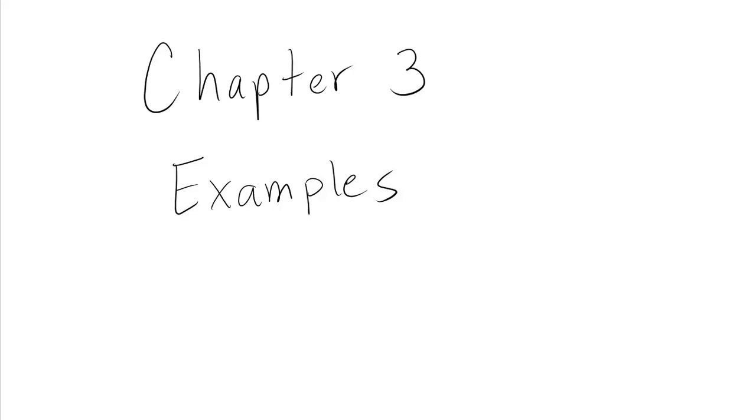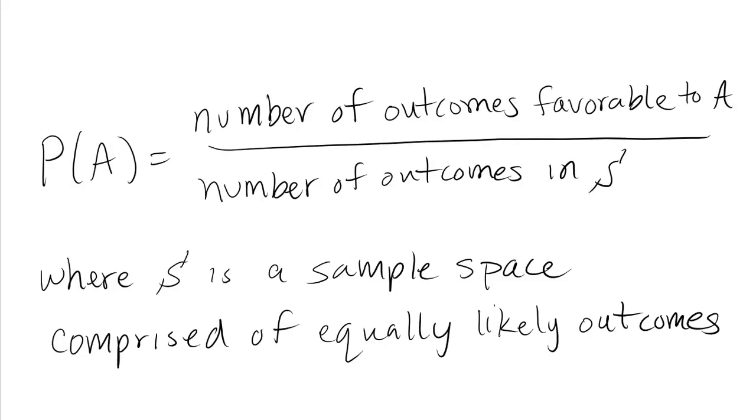Let's start with a quick review of the classical approach to probability. The probability of an event A is the number of outcomes favorable to A divided by the number of outcomes in S, where S is a sample space comprised of equally likely outcomes. As long as you've got a sample space with equally likely outcomes, you can just count the number of ways A occurs in the sample space, divide by the total number of outcomes in the sample space, and that's the probability that we assign to the event.